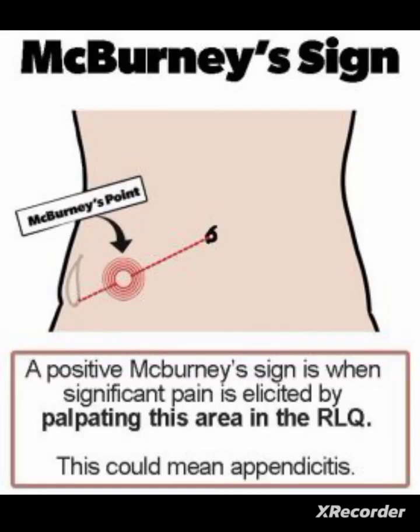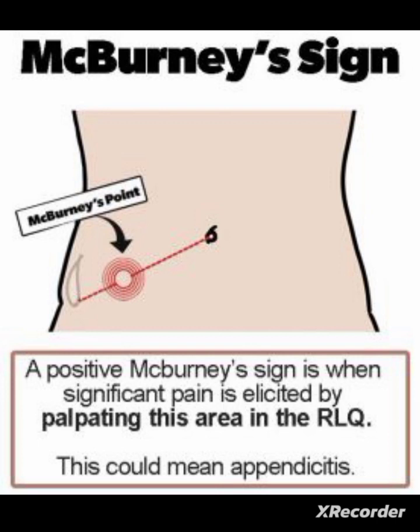Today's topic is signs of appendicitis. The signs mean what we observe from the patient. The first sign we have to observe in an appendicitis patient is McBurney's sign.